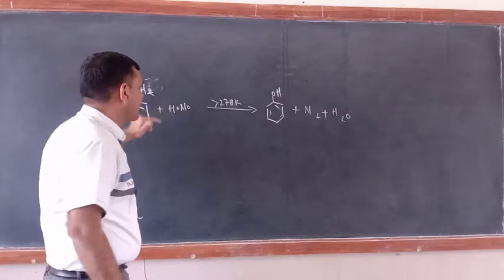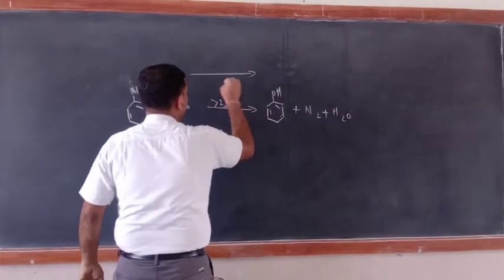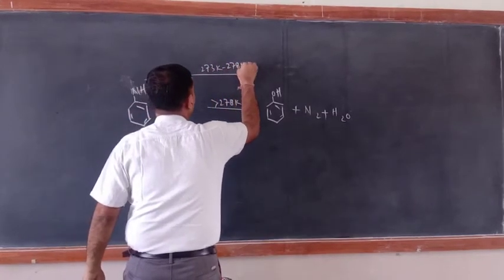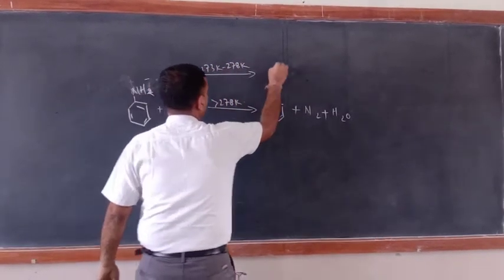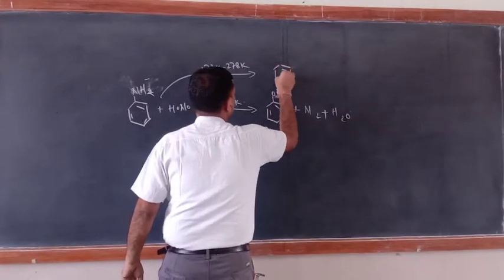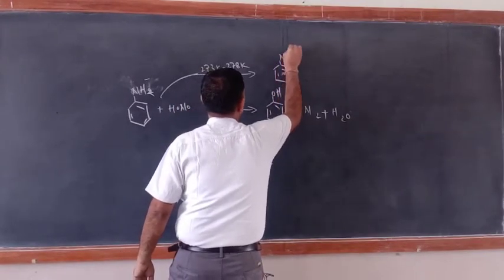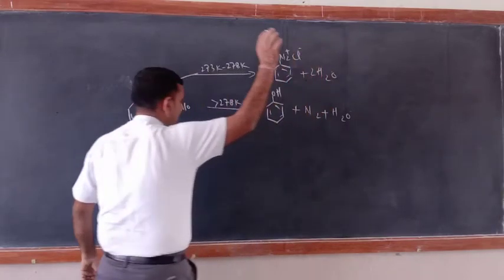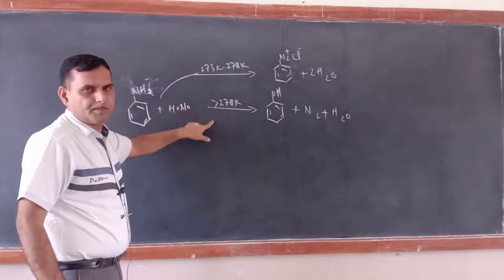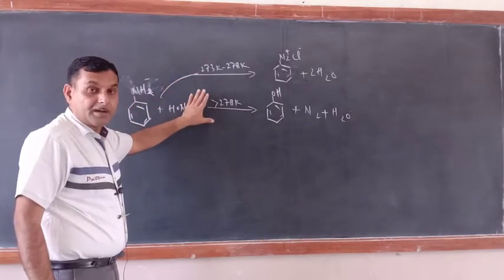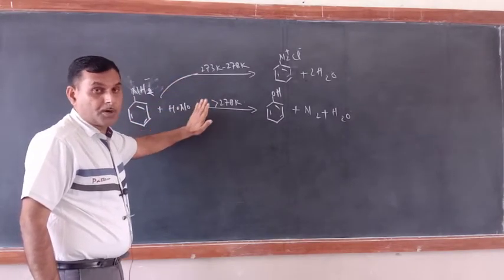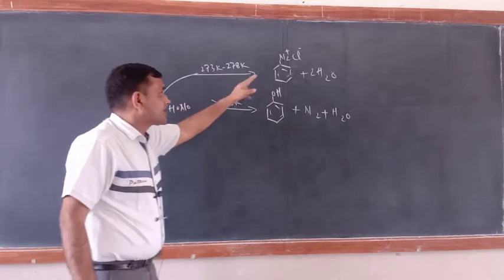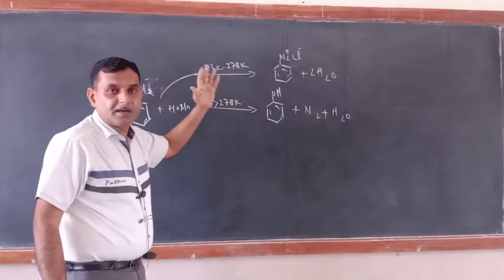Are you getting my point? In the same reaction, if the temperature is 273 Kelvin to 278 Kelvin, you will get benzene diazonium chloride, N2Cl negative, and 2H2O, correct. Just see the importance of temperature. Time and again I am telling you the importance of temperature. Please maintain the condition, otherwise instead of benzene diazonium chloride you will get phenol.